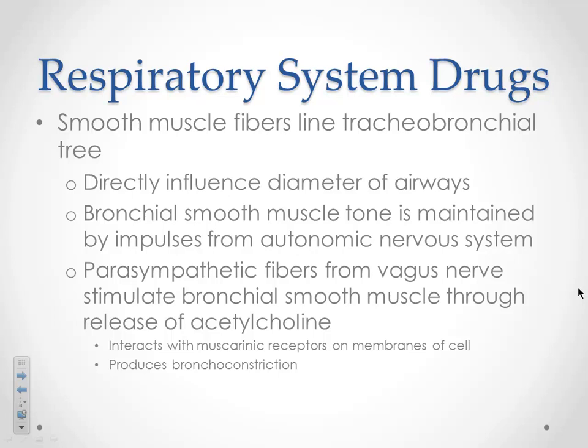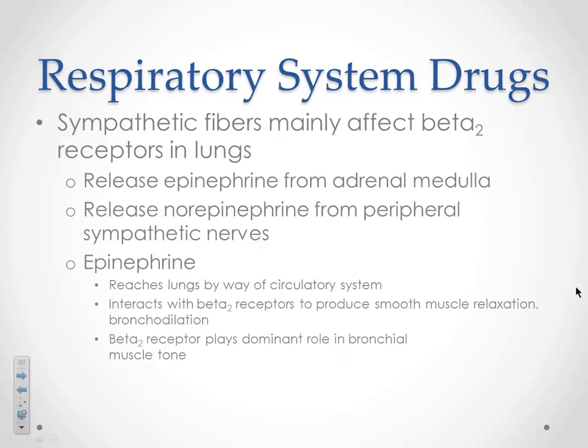All right. Talking about the respiratory system drugs, we're going to talk about these in just a few minutes. Just a little more patho for you. Smooth muscle fibers do line the tracheal tree. The parasympathetic fibers from the vagus nerve stimulate the bronchial smooth muscle through the release of acetylcholine. Do I care that you know that? No, it's just a little pathway for you to read. I'm not going to ask you that on the test. What is epinephrine? Does it naturally occur in your body? Yes. It is a naturally occurring bronchodilator in your body.